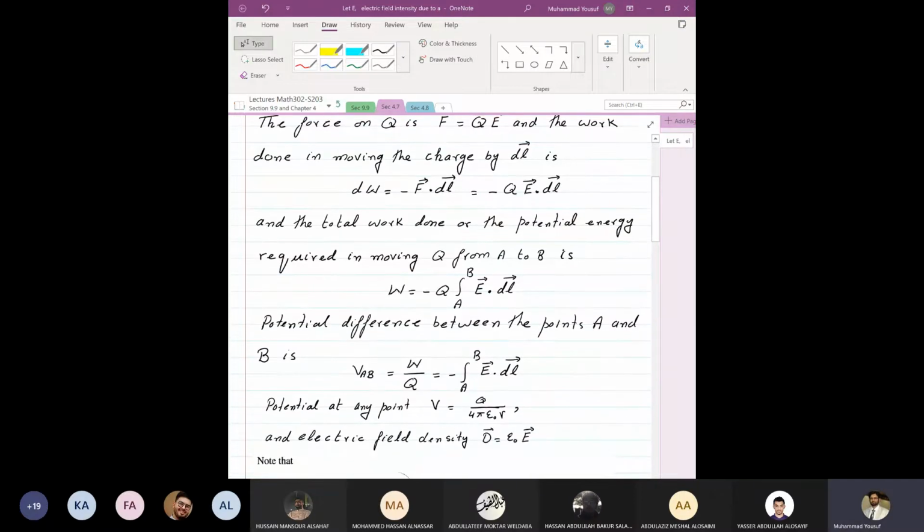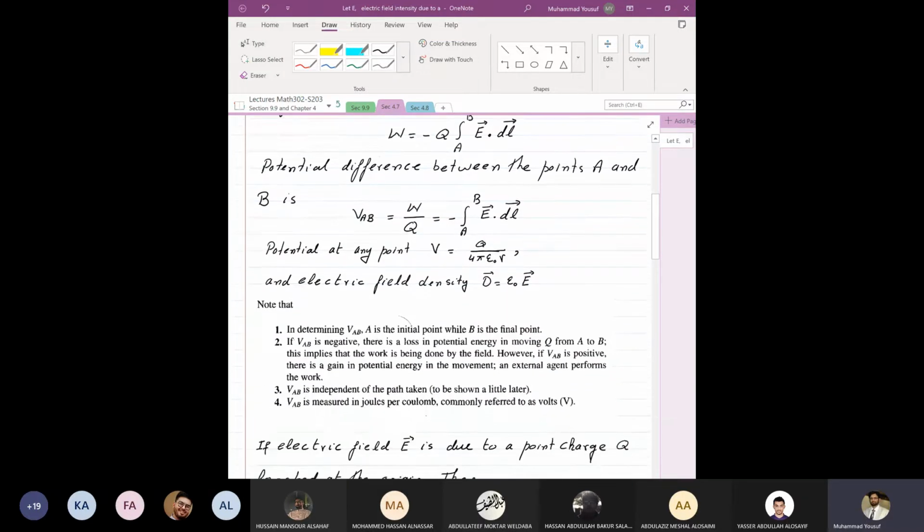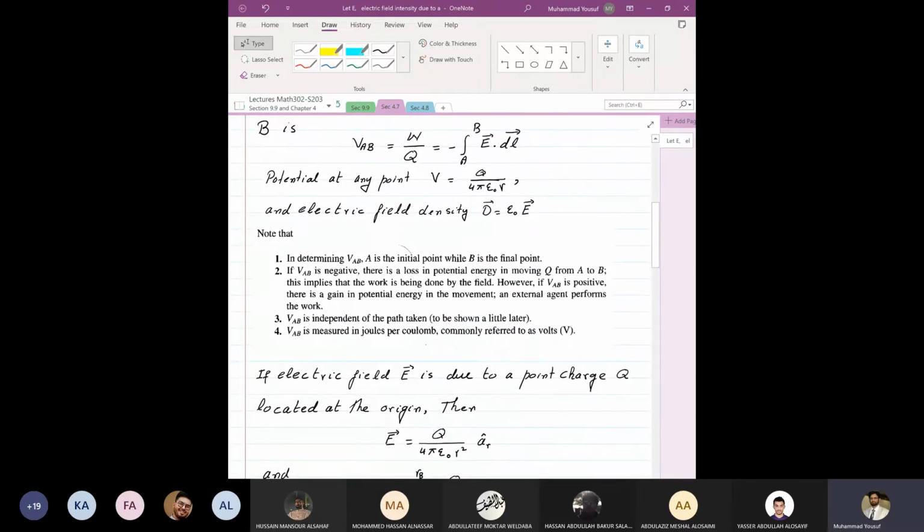So this is the potential difference. And potential at any point is given by V equal to Q over 4 pi epsilon naught R. Epsilon naught has a fixed value. And D is the electric flux density. Okay, these are some notes.